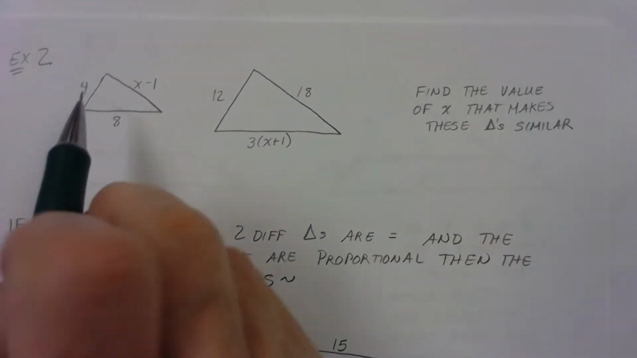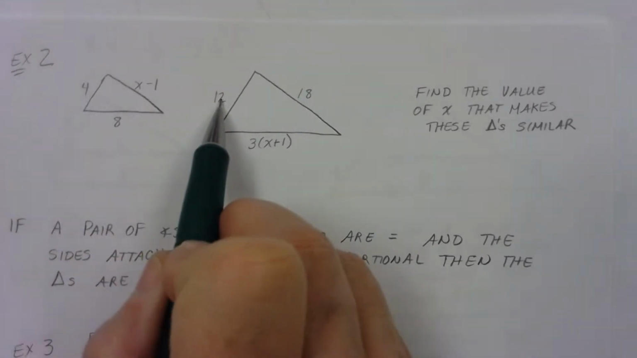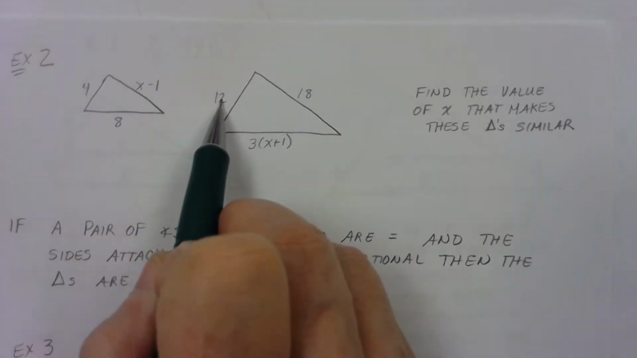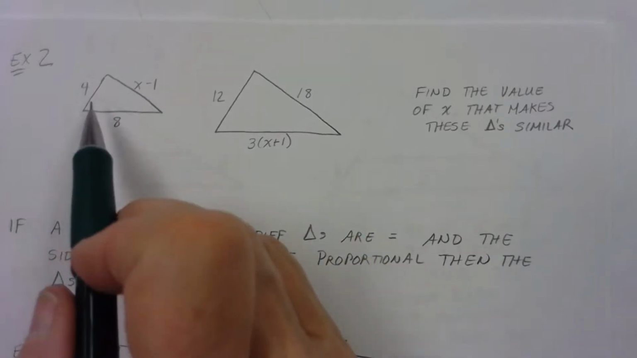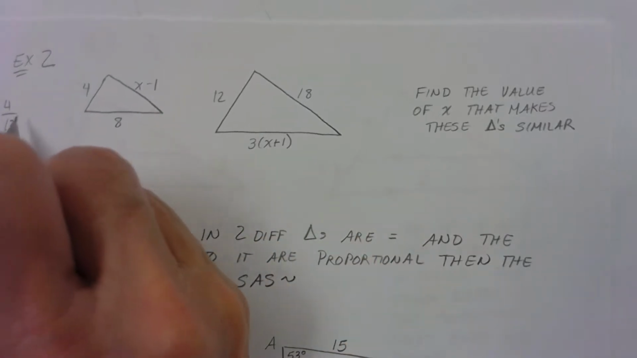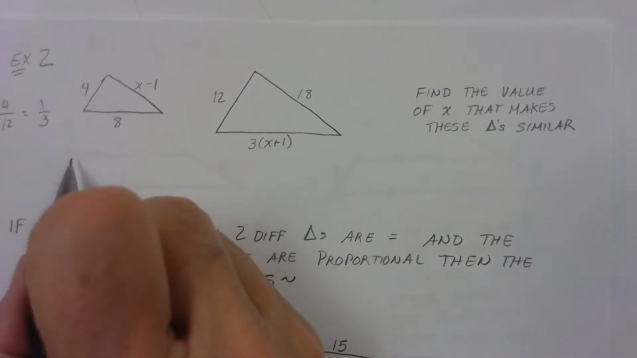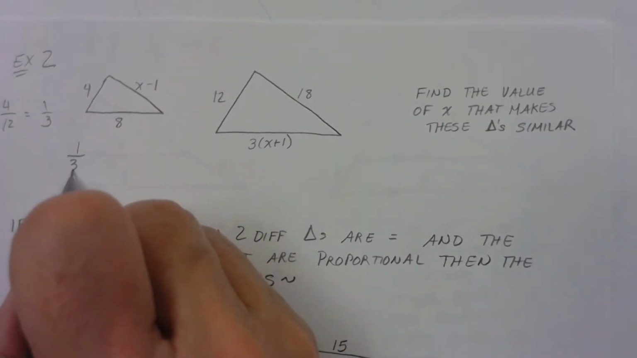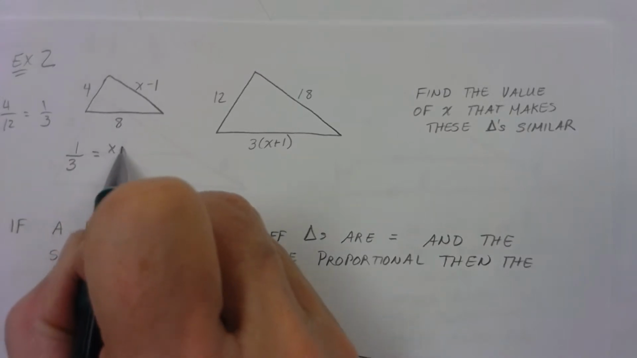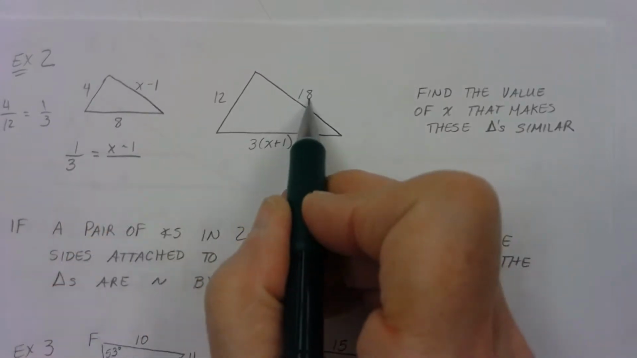So what I do first is I hunt around for two corresponding sides that have numbers on them, not x's, numbers. So I see here a 4 and a 12. That tells me my scale factor. If I reduce it so the numbers are a bit smaller, that tells me that 4 to 12, my scale factor is actually 1 to 3. So what I'm going to use is that 1 is to 3 as x minus 1 is to 18.